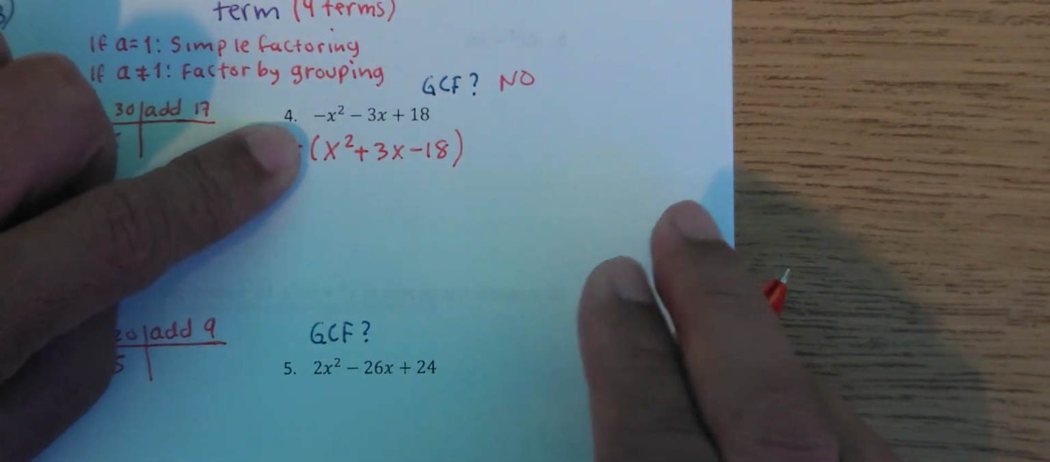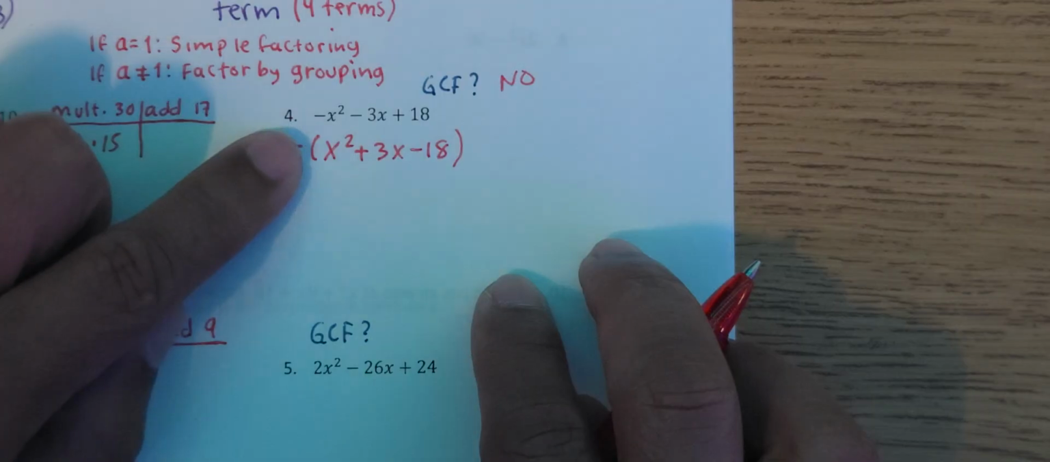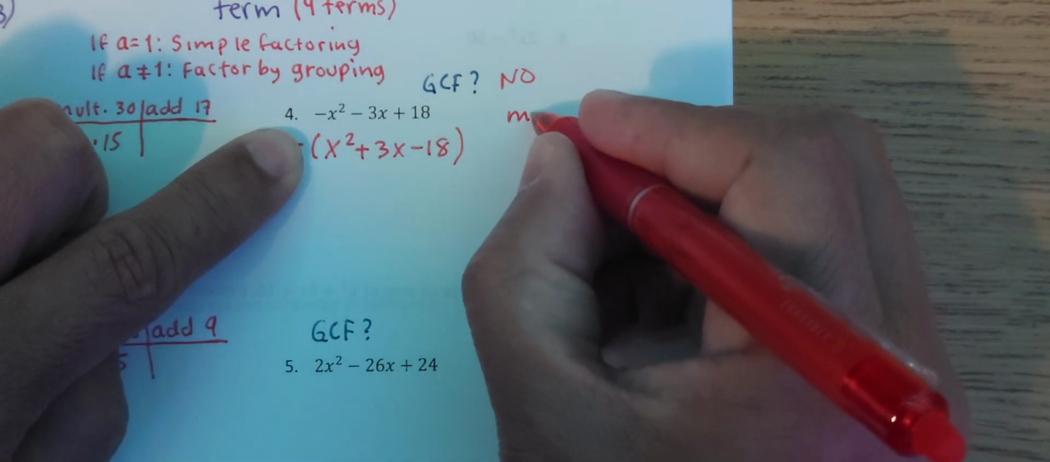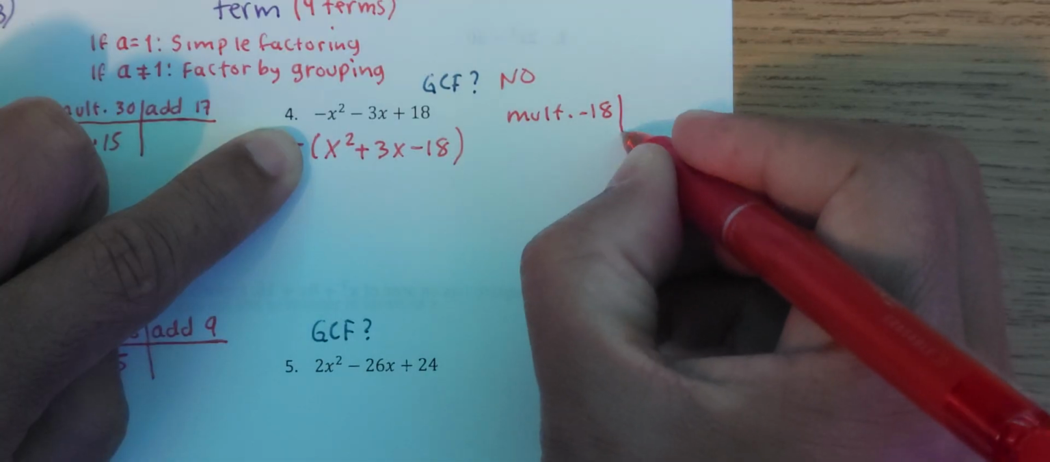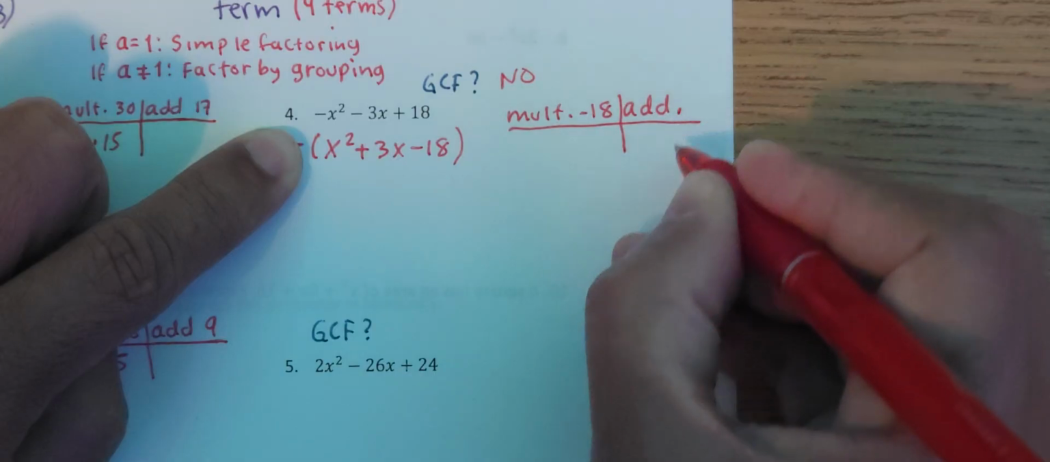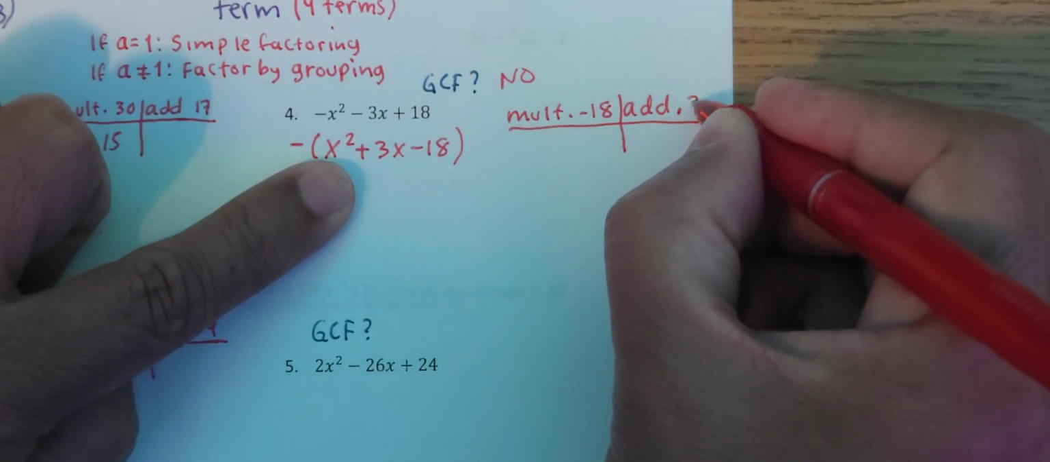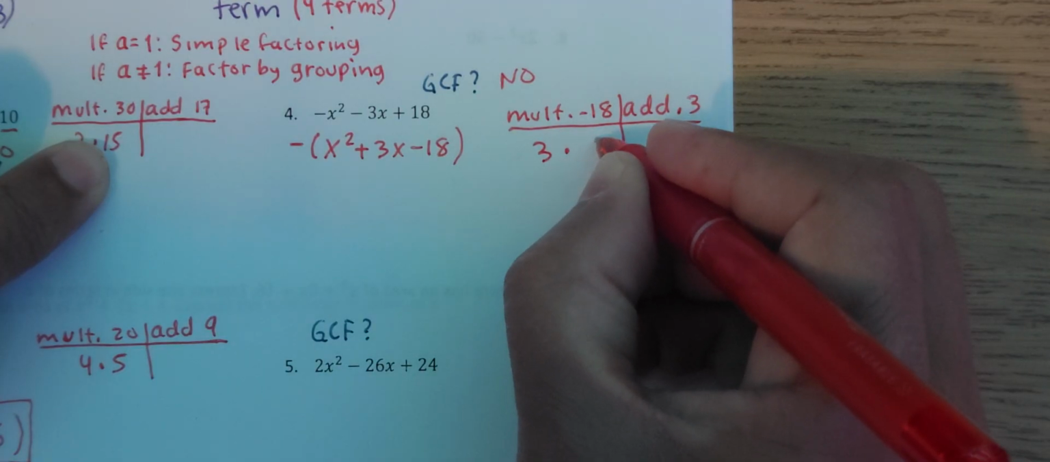So now notice that a is 1, right? So if a is 1, again, we can use simple factoring. So find the multiples of negative 18 that when we add those multiples, they add to, in this case, 3. Okay, so the only multiples of 18 that do this are 3 times 6.